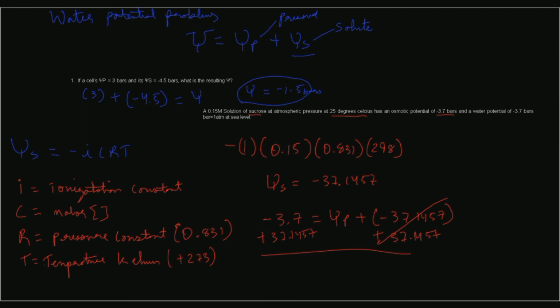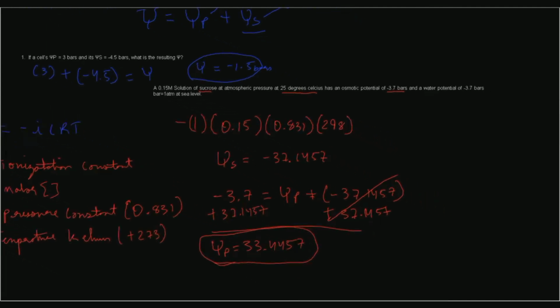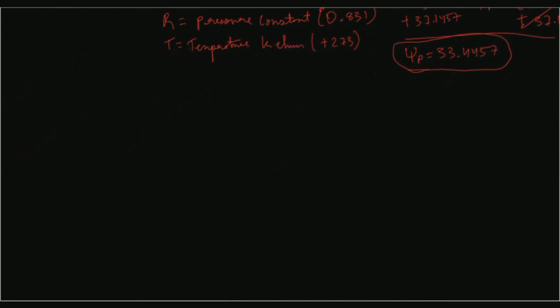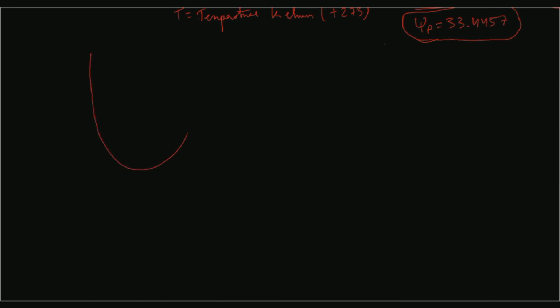Negative 3.7 plus 37.1457 would be 33.4457. So you'd get a pressure potential of 33.4457. Okay, I guess I didn't get the whole problem there, but you get the idea. It's pretty easy. You just have to plug it into the formula. That's that. Okay, so you can also get other problems called U-tube problems, where they give you this U-tube.